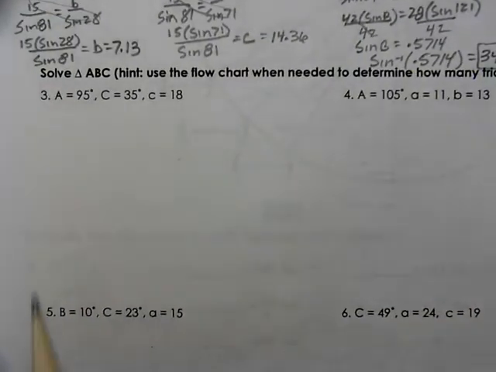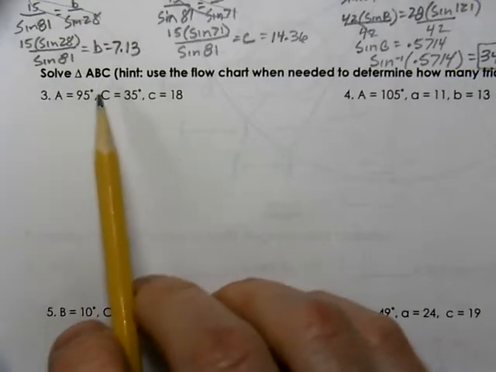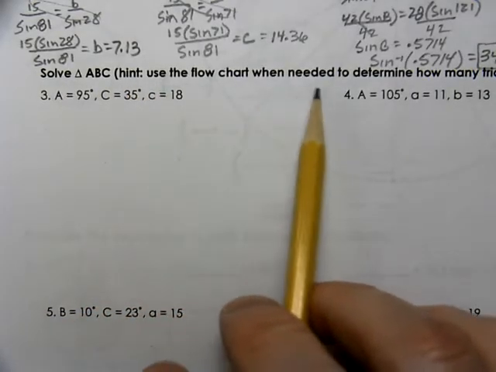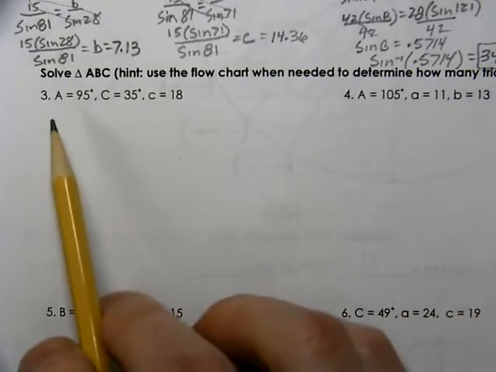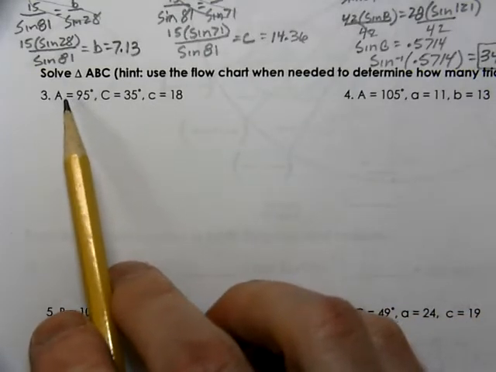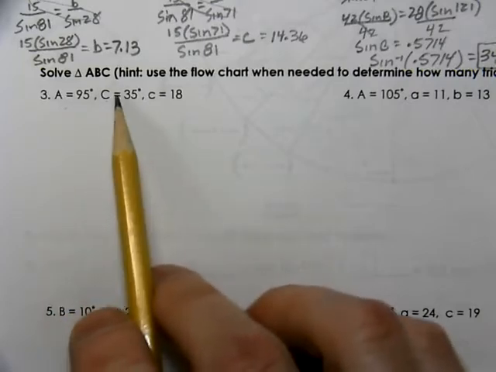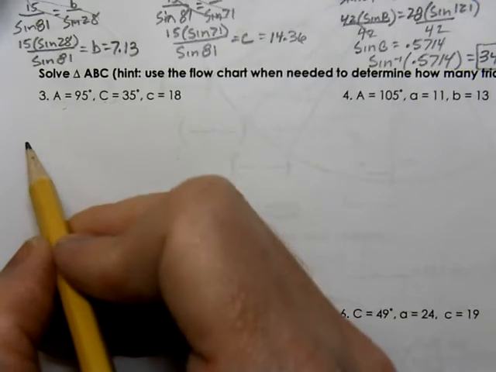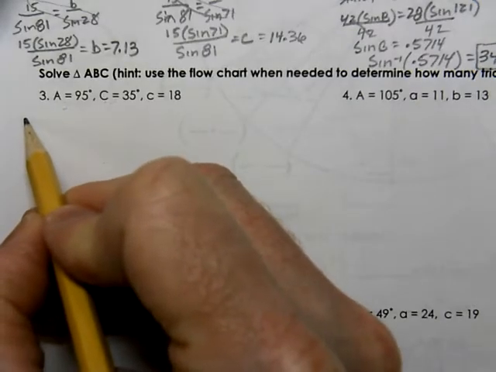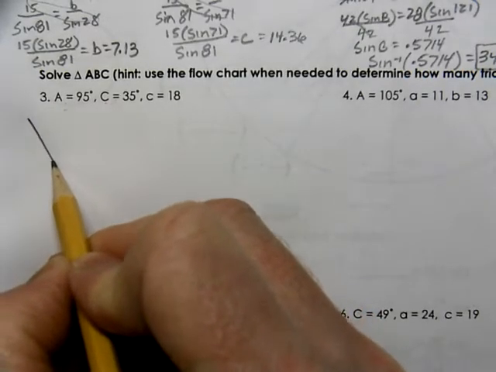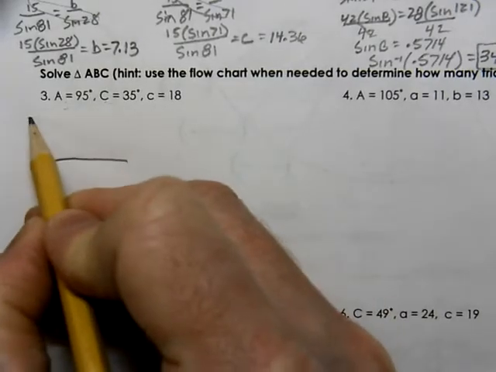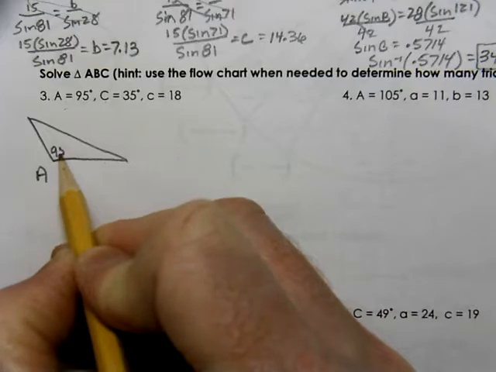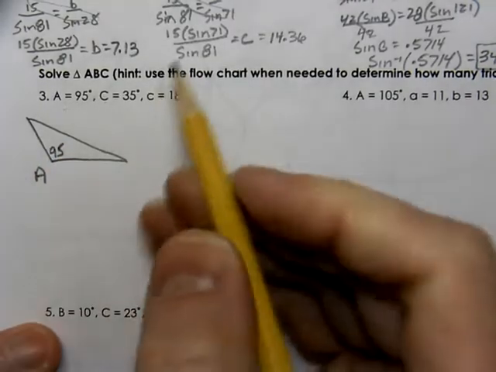Here we're going to solve a triangle. They're giving us the pointers that we need to use the flow chart to help determine how many triangles. Here they're giving us 2 angles and a side. So if we draw our picture out, we know that angle A is obtuse. That's 95.